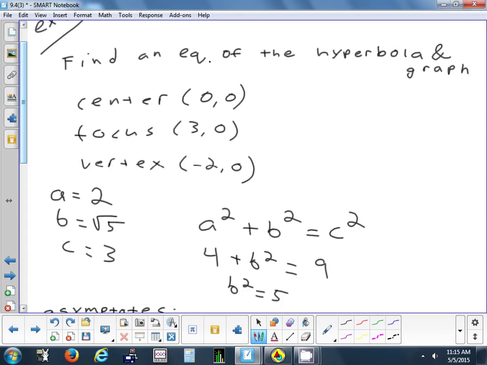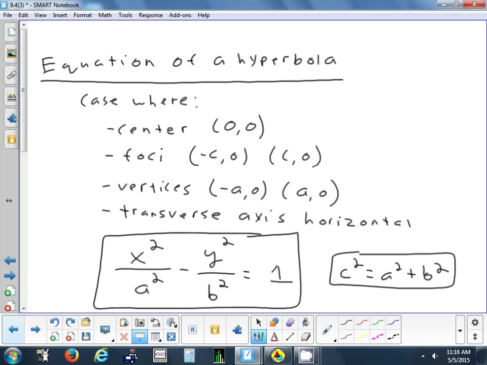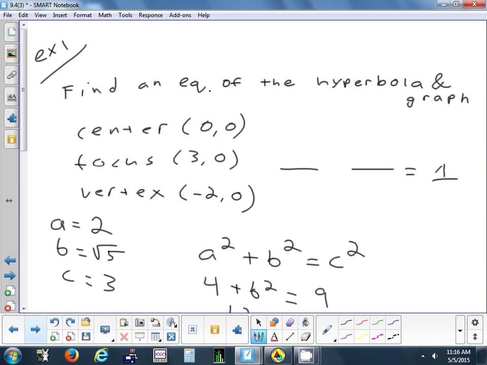Okay, any questions on how we got A, B, or C? All right, so let's write our equation. So we get two fractions. Okay, always equal to 1. And what symbol should I put between them? Plus or minus for a hyperbola? Jill? Minus. Yep. Anytime you get a hyperbola, you're going to put the minus between them.